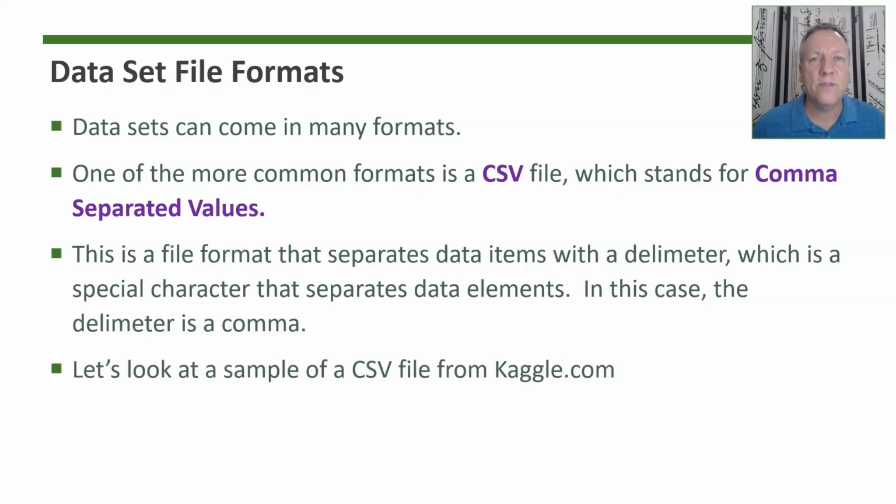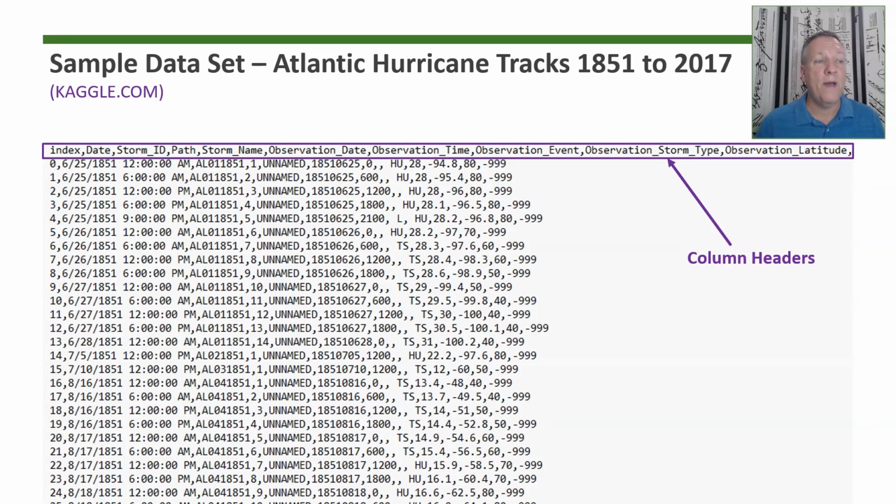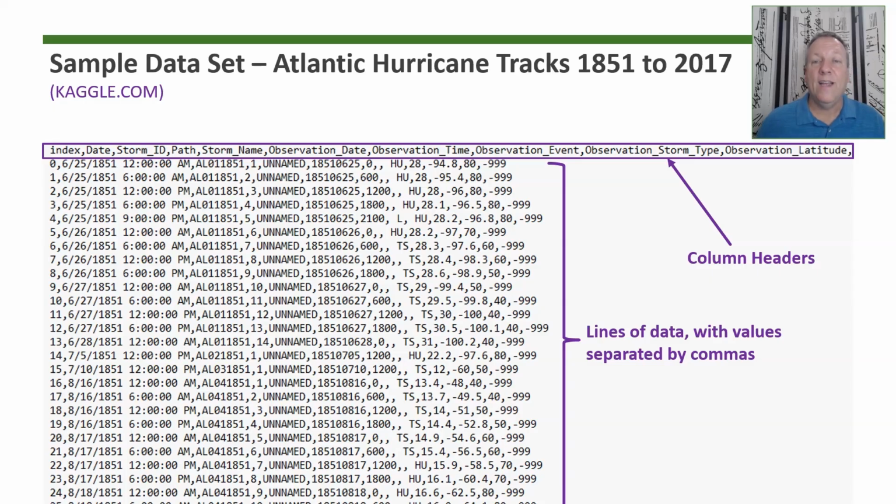So let's look at a sample CSV file that I downloaded from Kaggle.com, or at least part of one. So this is a dataset that I'm interested in. I live in Florida, and it's Atlantic hurricane tracks from 1851 to 2017. And you'll notice that the top of the dataset contains our column headers. It has the storm ID, observation dates, the times, the storm type, the latitude, longitude, and other different information. And you'll also notice that the data in this particular set are separated by commas. So we know where one data element ends and the next one begins.